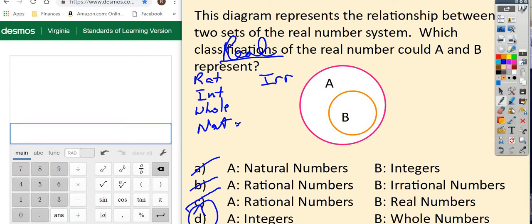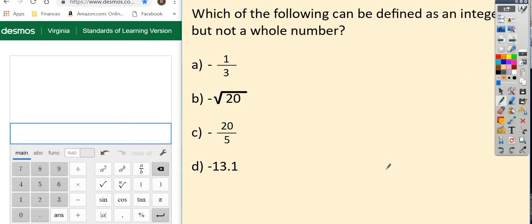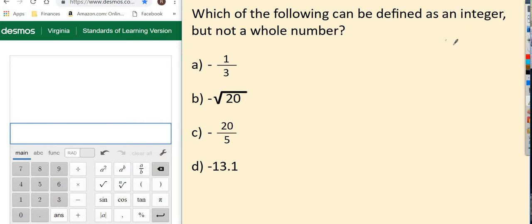So let's go over and try to record the next one. It says, which of the following can be defined as an integer but not a whole number? So first thing we're going to do is come through here and look at it. Negative 13.1 is definitely not an integer, so we can get rid of that. Negative 20 divided by 5 is negative 4. That is an integer, but it is not a whole number. So this very well may be our answer.